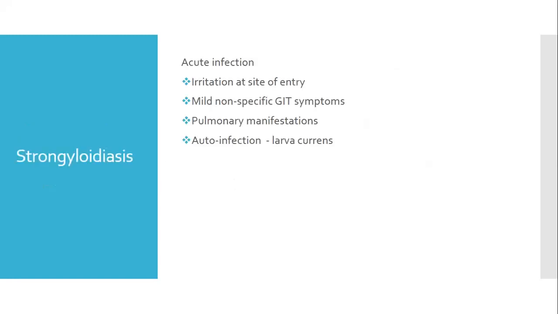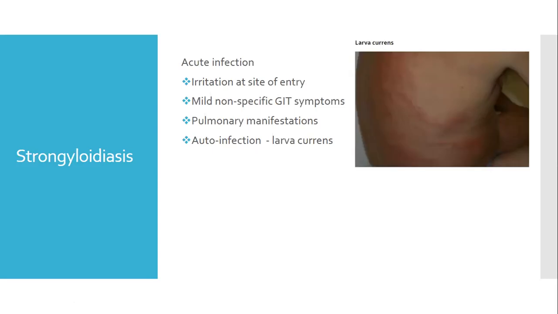So when you have the acute infection, there is irritation at the site of entry, similar to hookworms. You can also get mild non-specific GIT symptoms during the GIT phase. The pulmonary manifestations are the same as previously described. However, with this infection during the auto-infection phase, you get a pathognomonic rash called larva currens. And this currens just means running larvae. This is really a migratory rash showing the larvae as they make their way into the circulation and into the lungs.